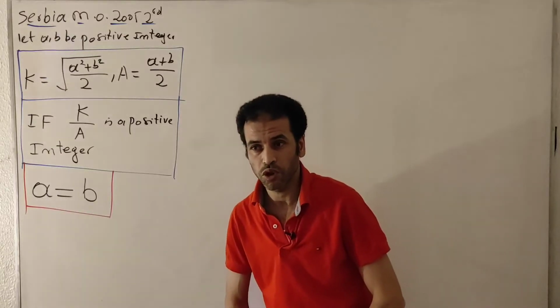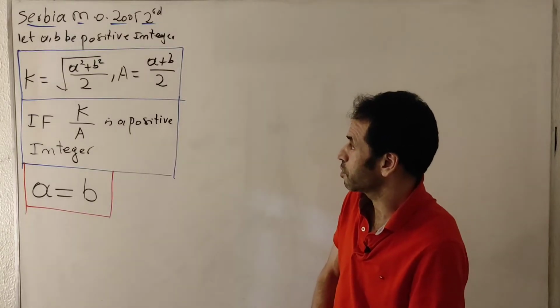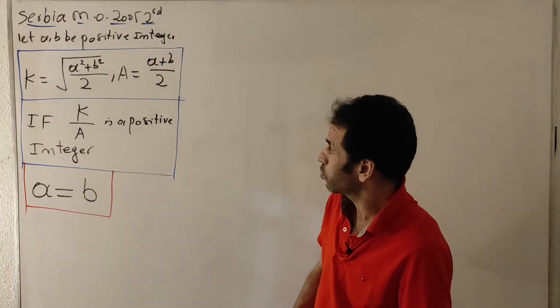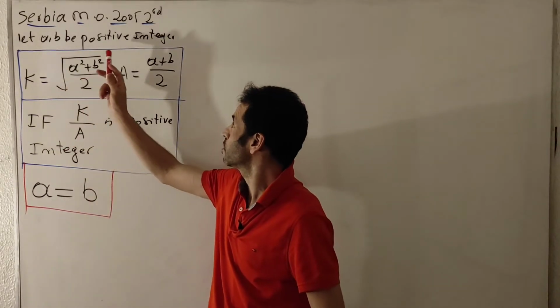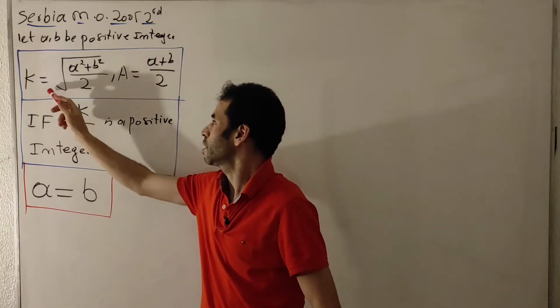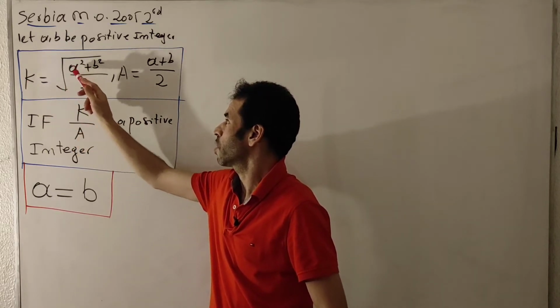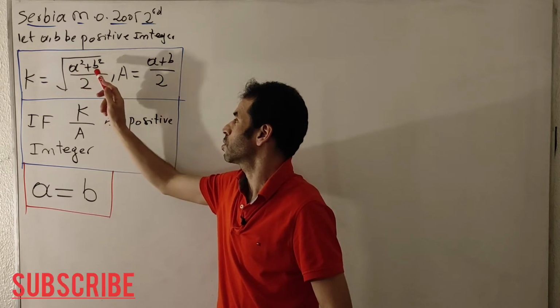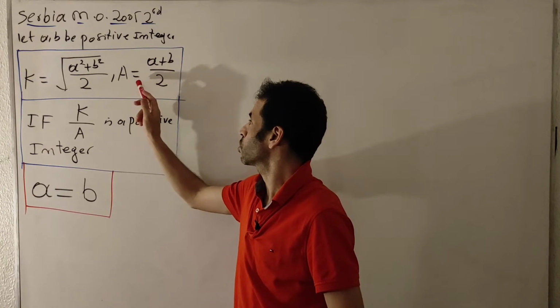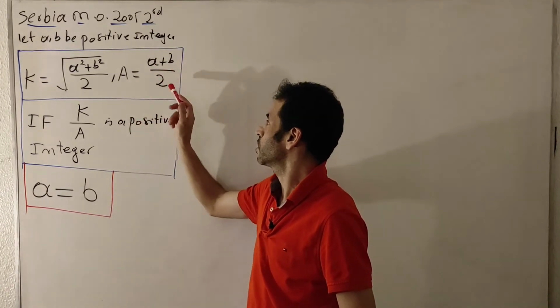In today's video, I would like to introduce a very nice problem of Serbian Mathematical Olympiad edition 2005, second grade. Here is the following information. Let a, b be positive integers such that K equals the square root of (a square plus b square) divided by 2. We have the capital A also equal to (a plus b) divided by 2.